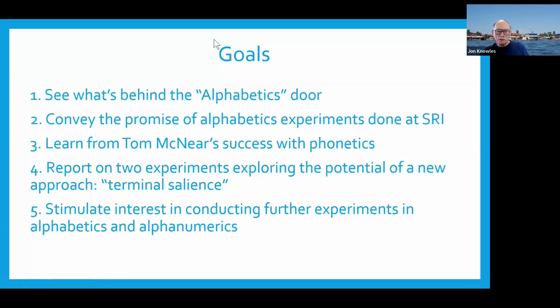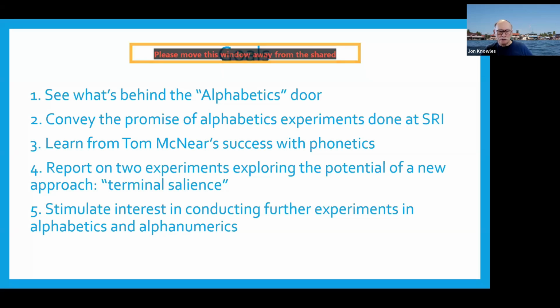The purpose here is to see what's behind the alphabetics door, to convey the promise of alphabetics experiments done at SRI, to learn from Tom McNear's success with phonetics. Tom was kind enough to share some slides for this presentation. To report on two experiments exploring the potential of a new approach, terminal salience, and to stimulate interest in conducting further experiments in alphabetics and alphanumerics.